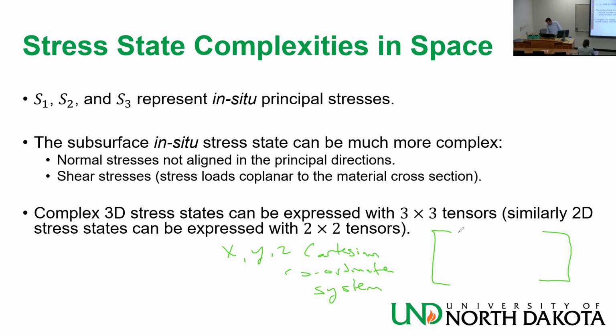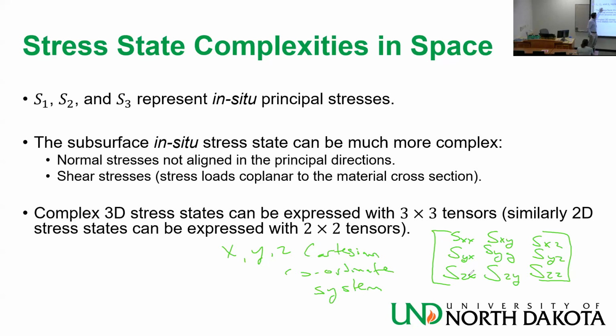I have SXX, SYY, SZZ, and this becomes SXY, SXZ, SYZ, SZY, SYX, SZX. So now my system has 9 components, and I know 3 of them, S1, S2, S3.